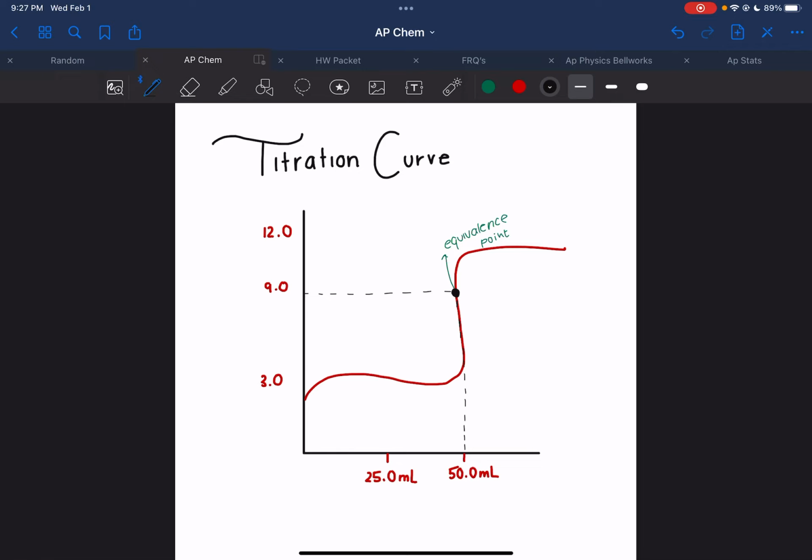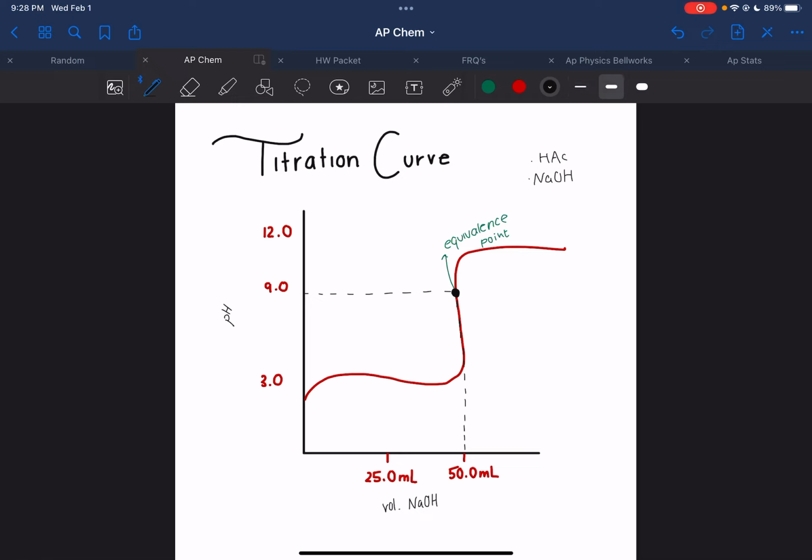Also, let me label the axes here. So we have pH and we have volume of NaOH added. So this is actually a weak acid with a strong base, but it's NaOH instead as your base, and I'm just going to say acetic acid as your acid. So the maximum buffering. Okay, actually, let me go to the halfway point before I get to that.